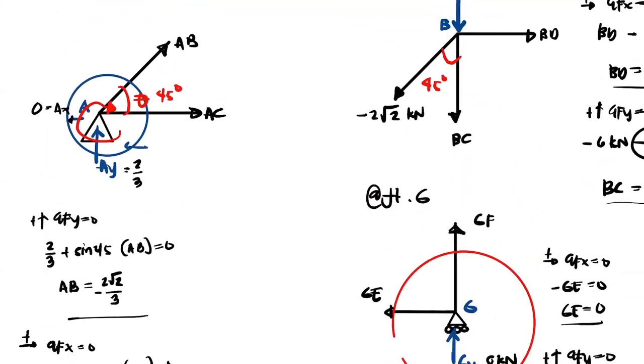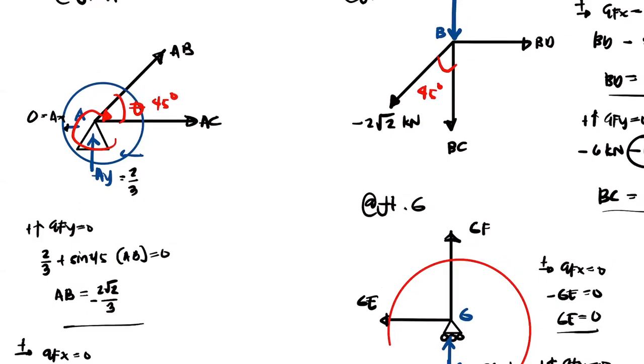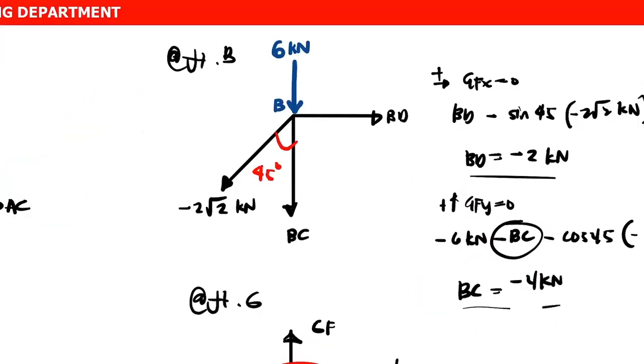So guys, hindi ko pinapalitan yung arrowheads. Laging naka-tension lang. Okay? So this time, ito naman, joint B naman tayo. Burahin lang natin to kasi ito yung nawala. Okay? And yung value nito.